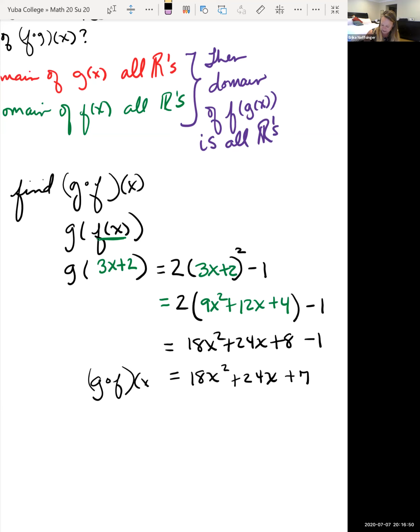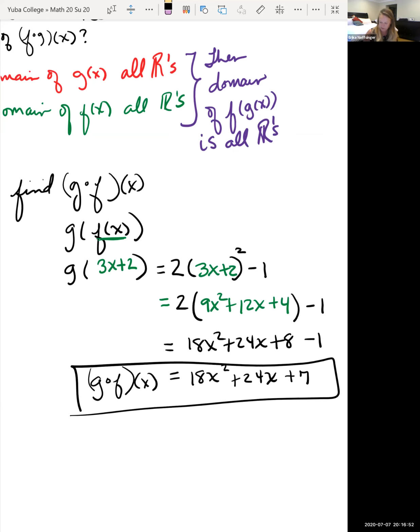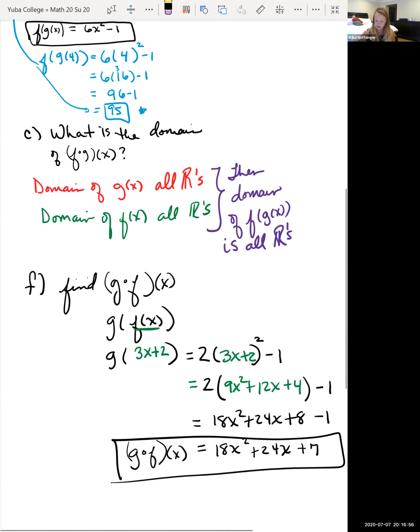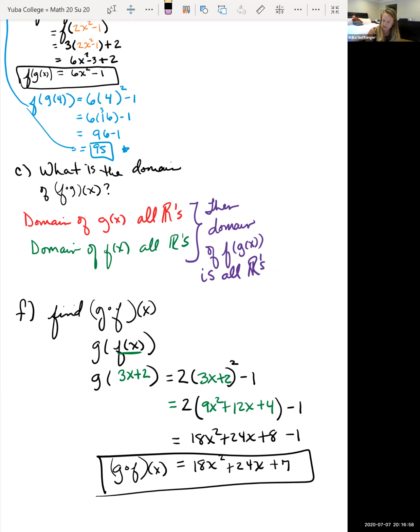So notice this is not the same equation that we got of f of g of x. That one was the 6x squared minus 1. And this is 18x squared plus 24x plus 7. So order is going to matter when you're plugging in which equation into what.